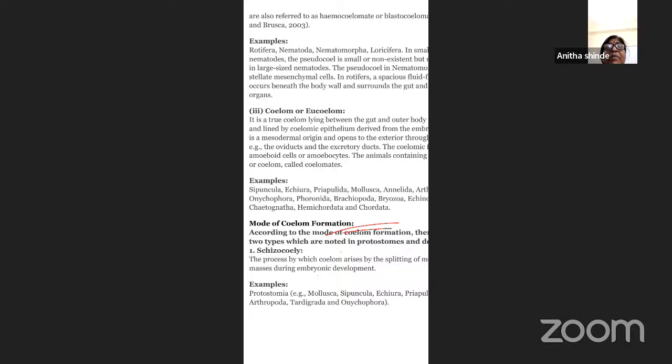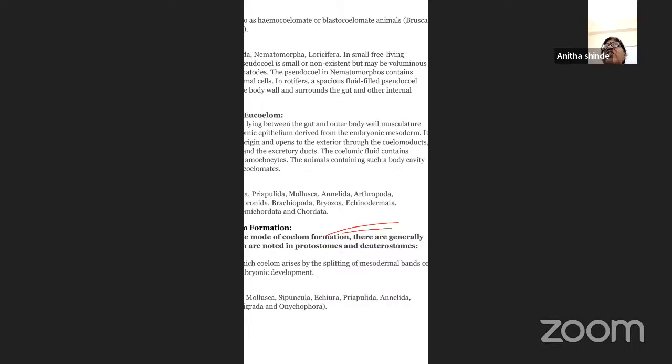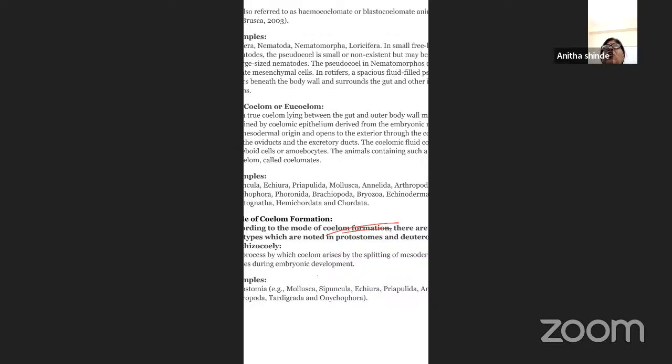So we can say the coelom is mesodermal in origin, and it opens to the exterior through the coelomic ducts, which we call coelomoducts. If you see the structure of a coelom, it is a fluid-filled cavity. The fluid is called coelomic fluid, and it has cells which are nothing but coelomocytes. This coelom opens to the exterior by means of the duct, the coelomoduct. So that is the basic structure of the coelom.